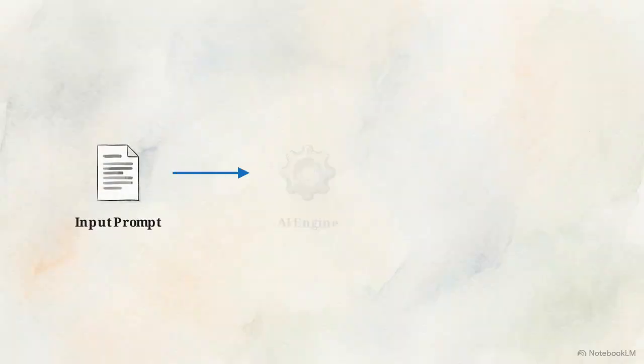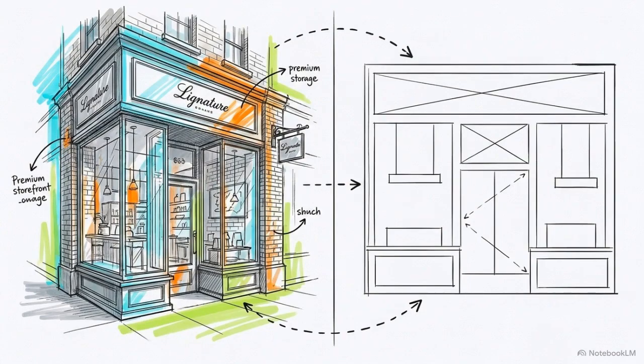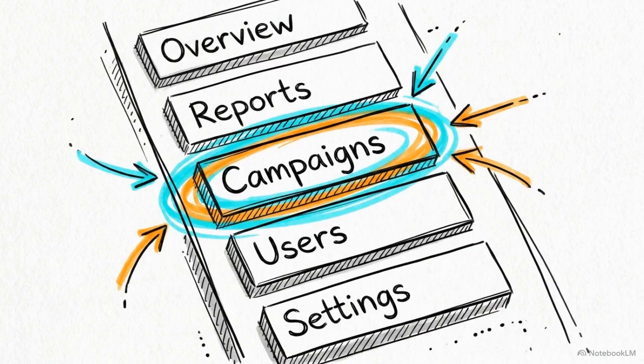Taking the time to be precise with this initial data intake dictates your entire output. A detailed prompt guarantees a distinct premium identity, whereas a vague one will yield a generic template. Now that the core DNA is set, navigate to the Campaigns tab.